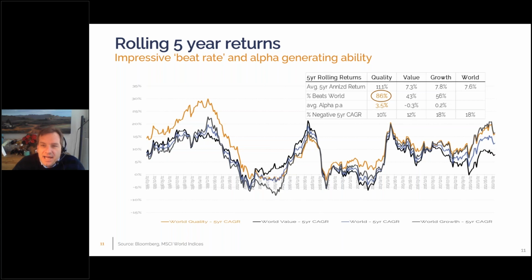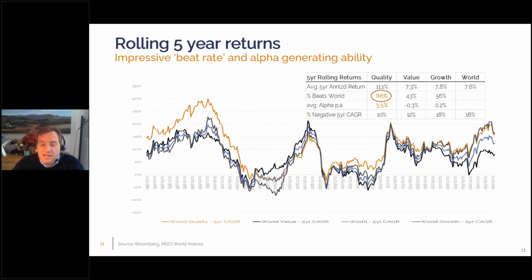Interestingly, for the other styles, on an average basis there isn't really any alpha to be had, which tells you that there are periods where value outperforms, as there are periods where growth outperforms, but you have to time these periods. Quality is far less sensitive to having to time, even over 5-year rolling returns. And then I put the negative: what percent of the time did each of these strategies deliver a negative 5-year compound annual growth rate?